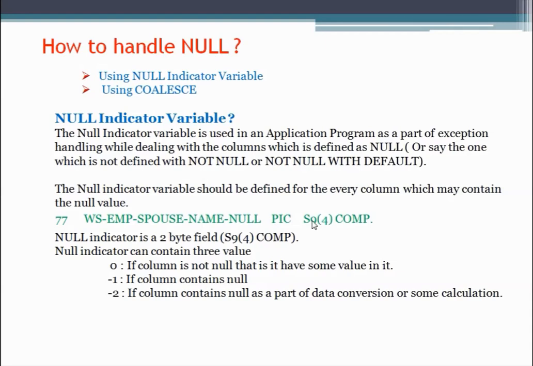your working storage section. Null indicator is a 2-byte field which we declare by using S9(4) COMP, and this null indicator variable can have 3 values. It can have 0, -1 and -2. If it contains 0, it means it has some value in it, there is no null. If its value is -1, it means there is a null value, and if it is -2, it means the column contains null as part of some data conversion or some calculations. We will try to understand these -1 and -2 one by one.